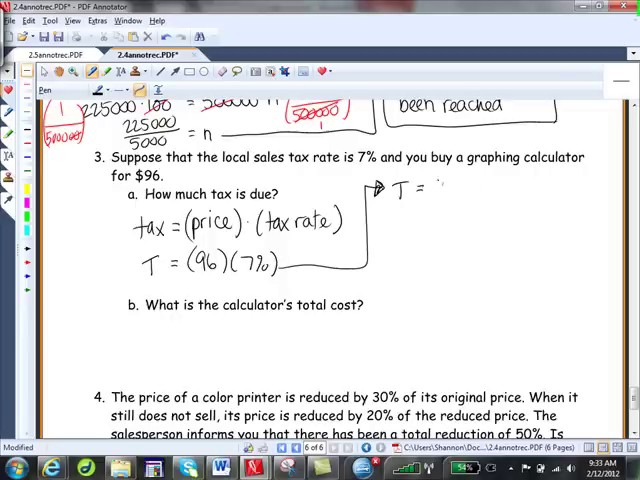So the tax will be 96 times 0.07, changing that 7% into a decimal. And let's see what you guys got for that one. I ended up getting 6.72. So $6.72 of tax is due.